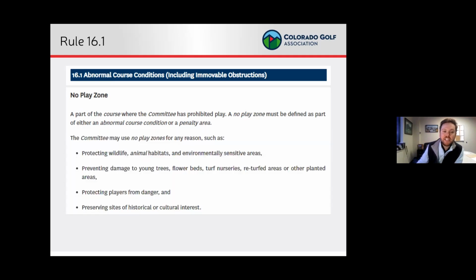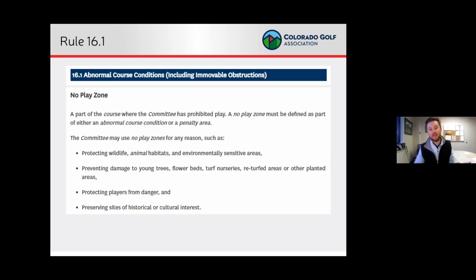But it says the committee may use a no play zone for any reason and then ends it there. But also it says, such as, here are some examples: protecting wildlife, animal habitats, or ESAs, environmentally sensitive areas. They can certainly do that and say, we don't want you going in here and traipsing around and playing a golf ball out of here. Again, we see a lot at Green Valley Ranch. That's another one that has a lot of them. If any people do the Colorado Open, there's a ton of green top stakes out there.